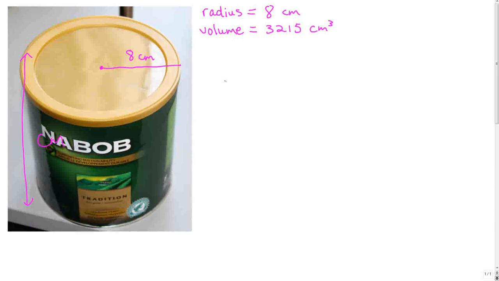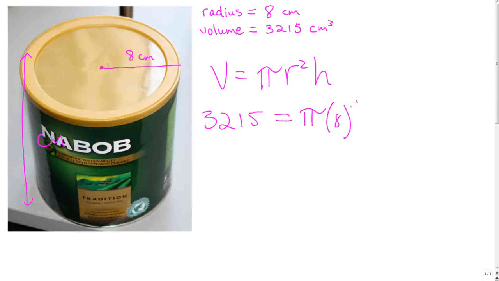So we know from a previous measurement that the radius is 8 centimeters, and we're just going to continue to use our formula for determining the volume of a cylinder, which is pi times the radius squared times the height. So now that we have our formula, it's just a matter of substituting the values in. We already know our volume, which is 3,215. That's going to equal pi times our radius, which is 8 squared, times our height, which is unknown.